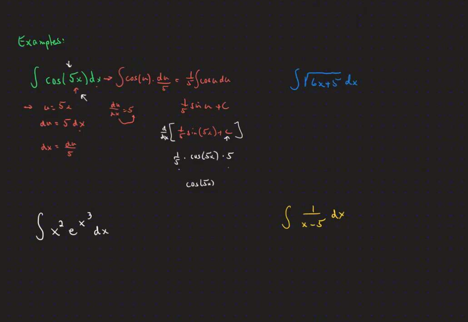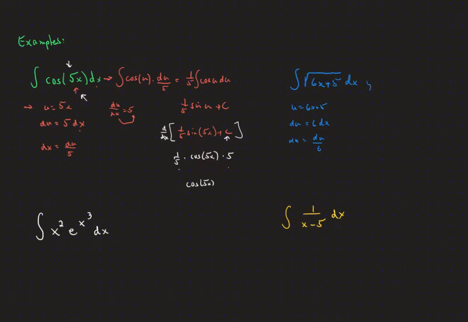So let's say that, can you see what the inside function is? Sometimes this takes some trial and error. You don't always get it on the first try. But here, hopefully we can see the 6x plus 5 is inside the square root function. So du, its derivative, is going to be 6 dx. The dx is going to be du over 6.